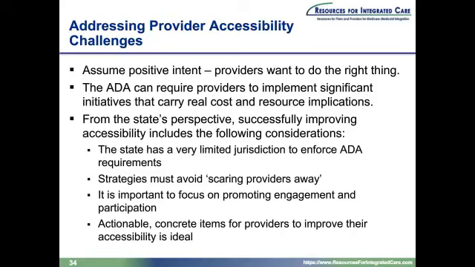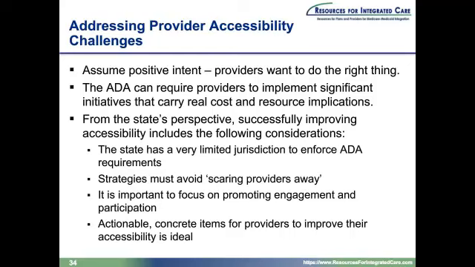We also had to be realistic about Medicaid's limitations. We realized pretty early on that we had some limited jurisdiction to really enforce ADA requirements, and that really this was a function of the Office of Civil Rights. We found that we needed to implement strategies that avoided scaring providers away. Pat mentioned that partnership approach, and it was really key.